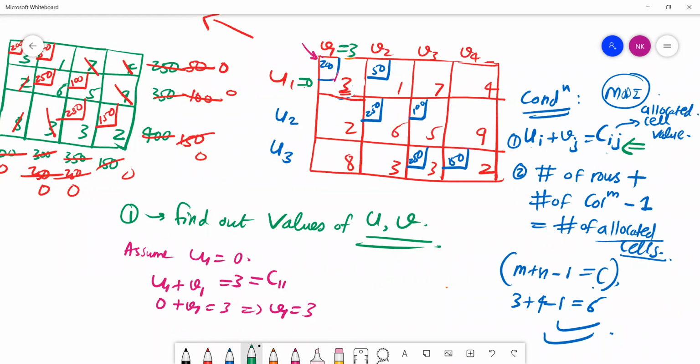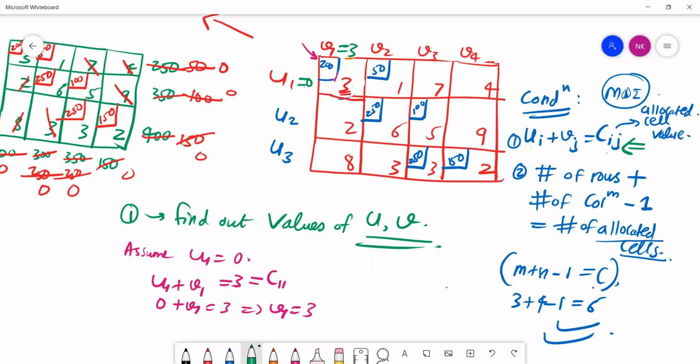So ultimately, your goal is to find out all the values of u and v. But you need to only look forward for the cell values which are allocated some units. You don't need to look forward for the remaining values, like the value over here, that is 2, the value over here 2, the value over here 8, the value over here 7, the value over here 4. No, you don't need to look forward for those values. You only need to look forward for the values which are allocated certain units.